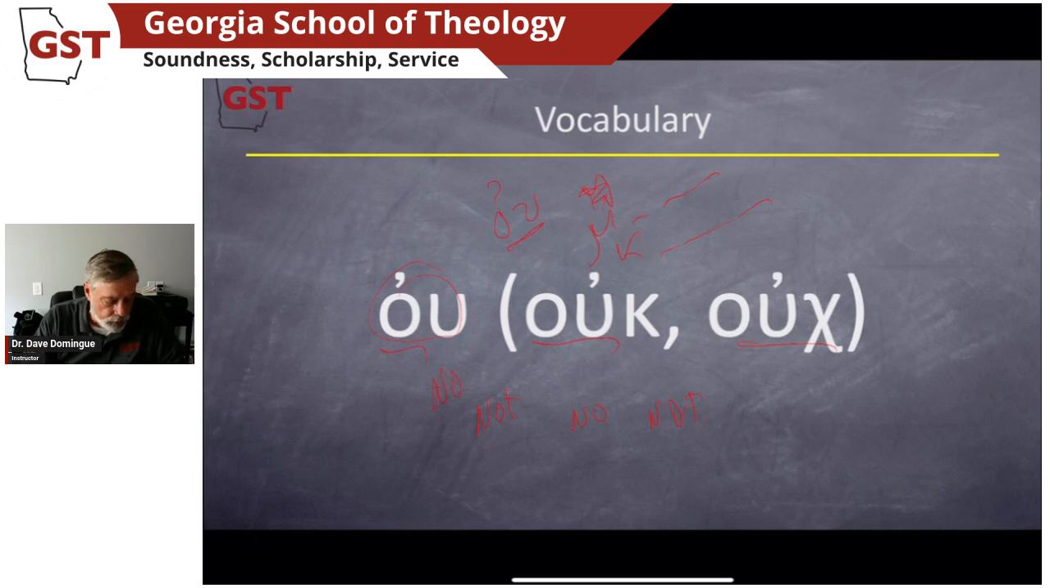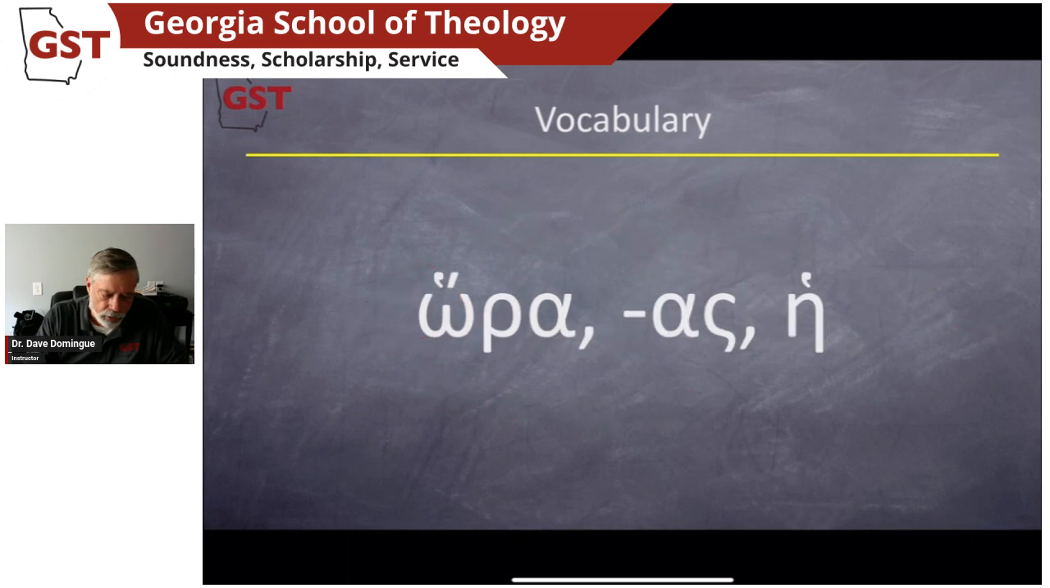If it says ouk, the next word begins with a vowel, like agape, then it will be written as ouk, and ouch if the next word begins with a vowel with a rough breathing. And that's what that's doing. That means not. I thought it meant no too. I think it can be used as either, but I think it's generally not here. I'll look it up later.